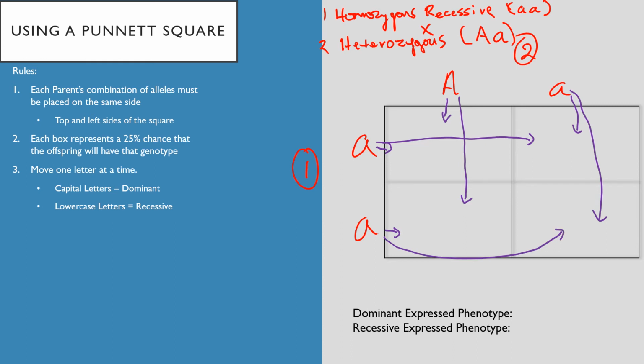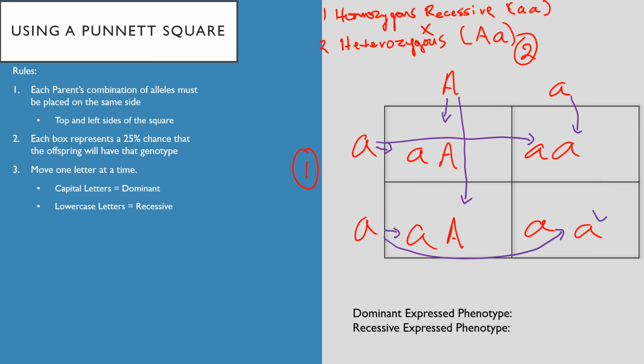All right. I bring them down, I bring them over. So I'm going to bring over my lowercase a here. I'm bringing down my capital A. So we got our heterozygous. I'm going to bring it over right here. Got a homozygous recessive. Bring it over, bring it down. Oops. Bring it over, bring it down.